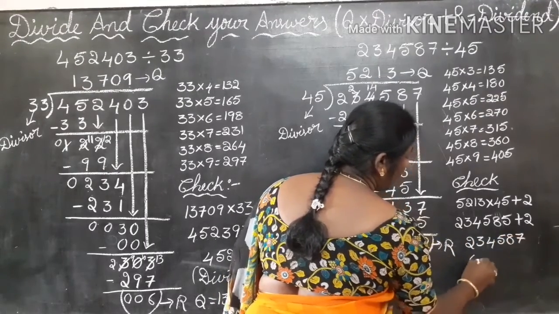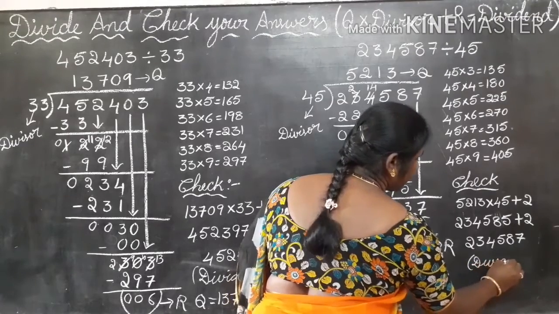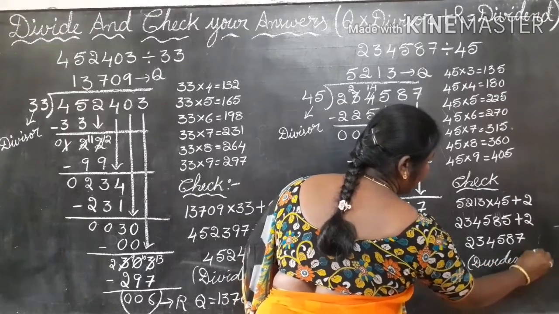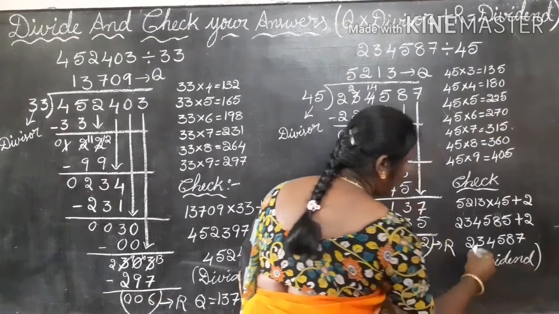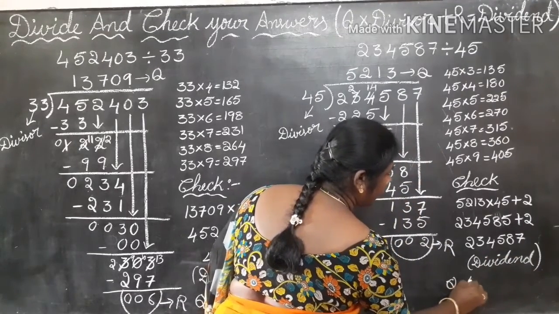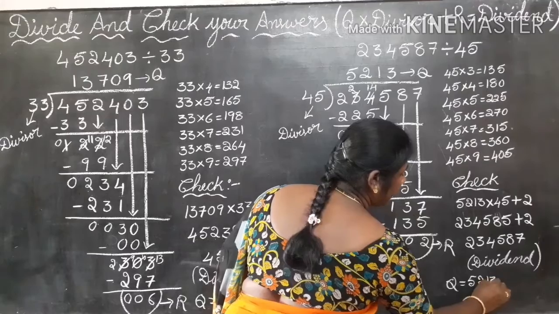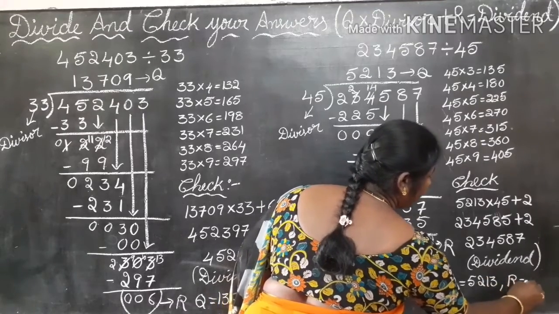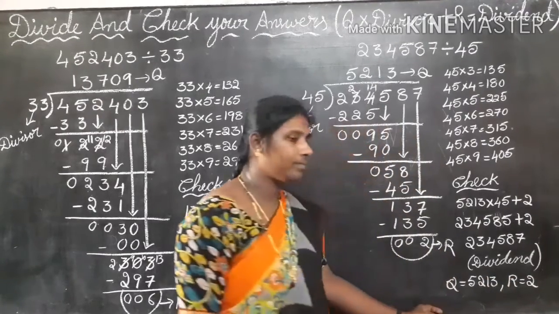2,34,587 is the dividend. Now what is the quotient here? How much do we get as the quotient? 5,213 is the quotient. The remainder is equal to 2.